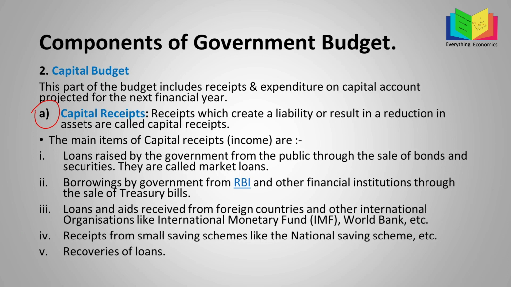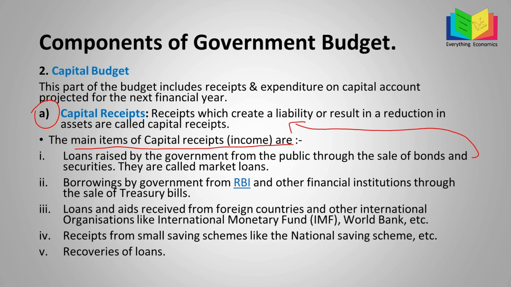Receipts which create a liability or result in a reduction in assets are called capital receipts. The main items of capital receipts are loans raised by the government from the public through the sale of bonds and securities. They are called market loans, and these are also liabilities. The government gets money from the public through loans, but it's also a liability because it has to pay that money back next year or in 5 years or however long the loan has been taken for. So that's the first capital receipt.